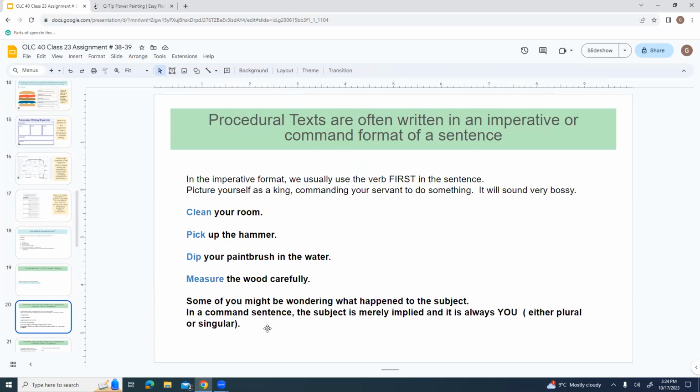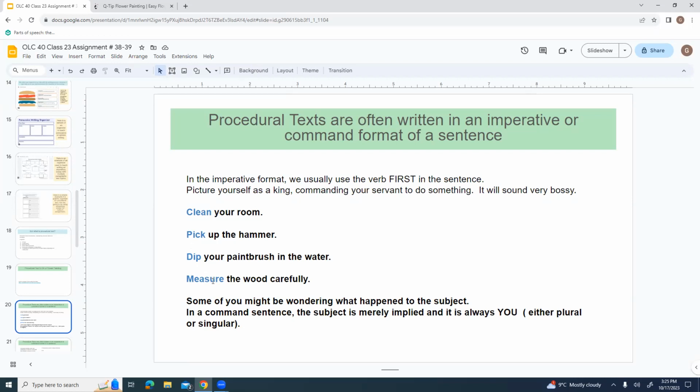Procedural texts are often written in an imperative, or what's called a command, format of a sentence. In the imperative format, we usually use the verb first in the sentence. Picture yourself like you're a king commanding your servant to do something. It's going to sound very bossy, right? Clean your room, pick up the hammer, dip your paintbrush in the water, measure the wood carefully. Those are all the verbs. They're telling you what action. The action is coming first.